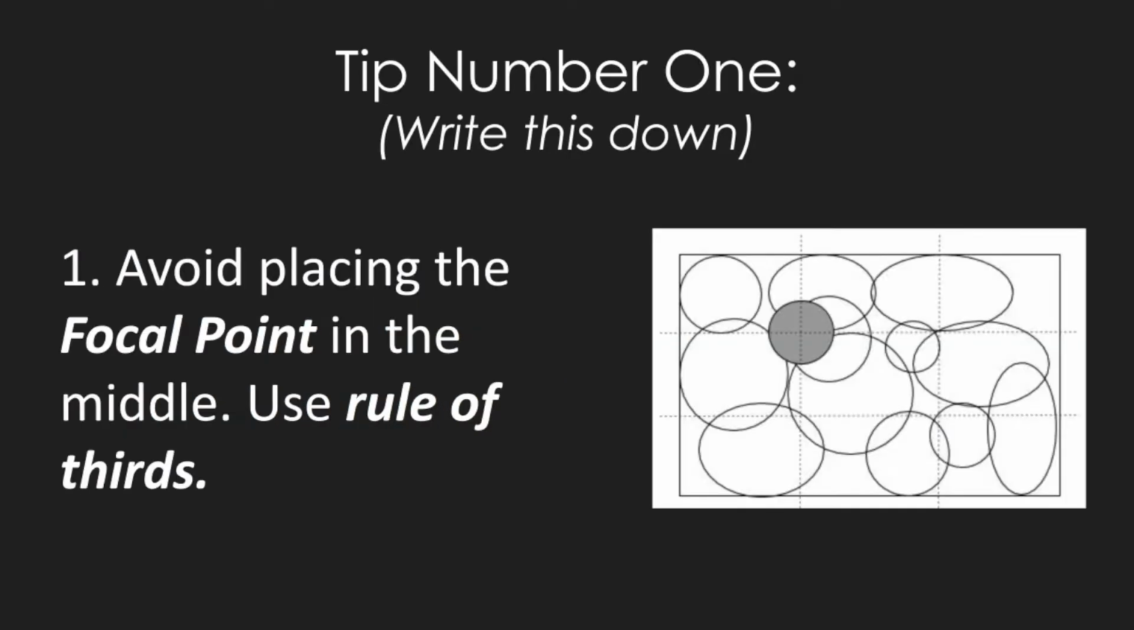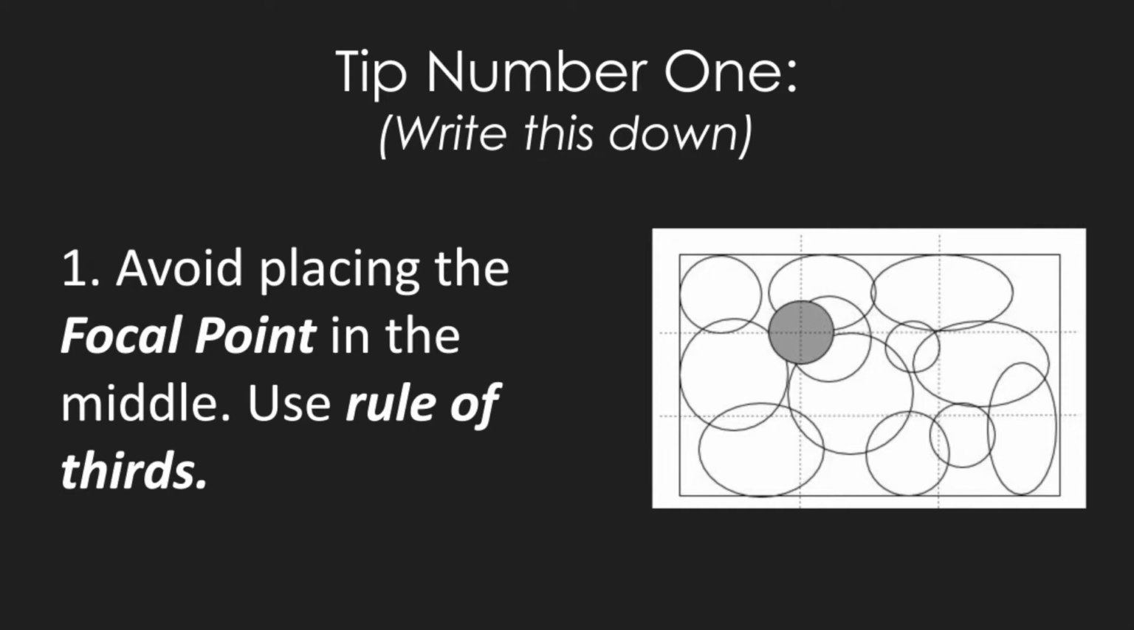So our first tip for a good composition is all about where you place the focal point. So number one is avoid placing the focal point in the middle. Use rule of thirds. So on your paper, you're going to go ahead and write this down in that little box that says 1 on it. And then we're going to talk about what is a focal point and what does it mean to use rule of thirds.